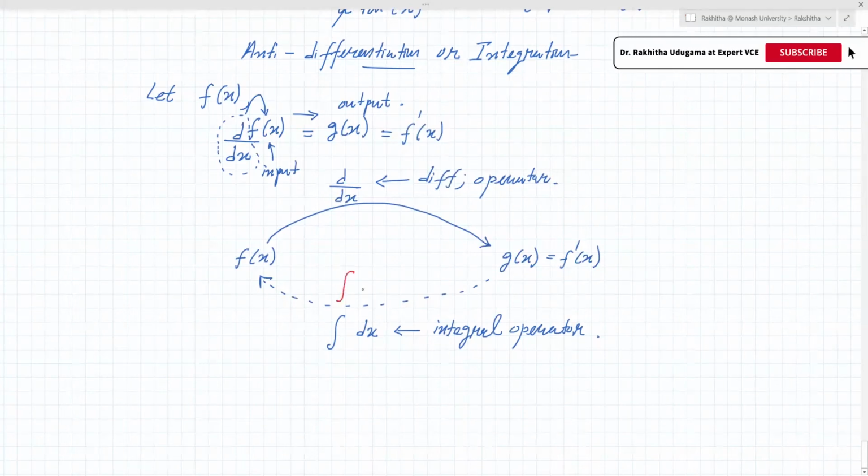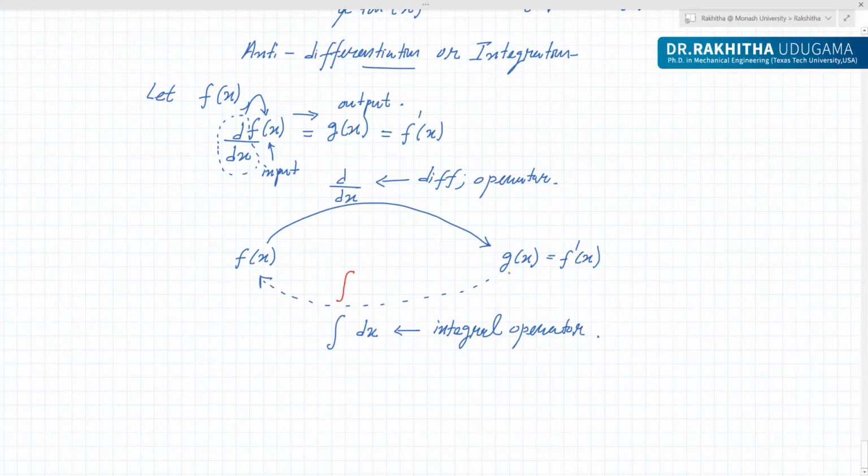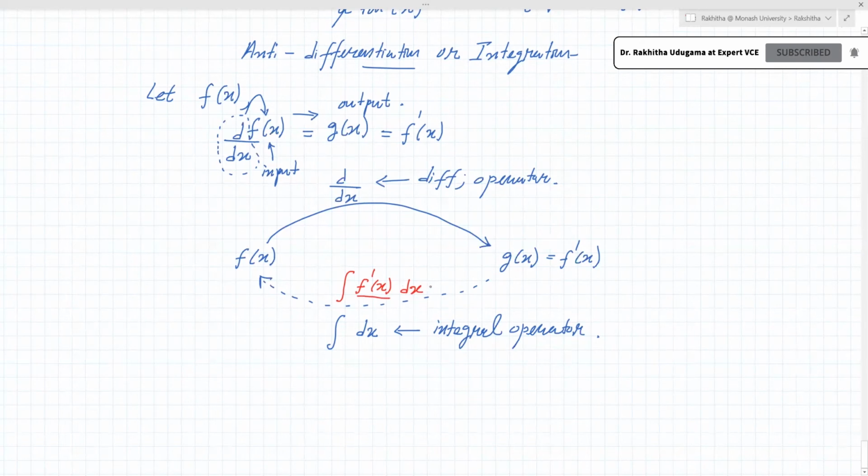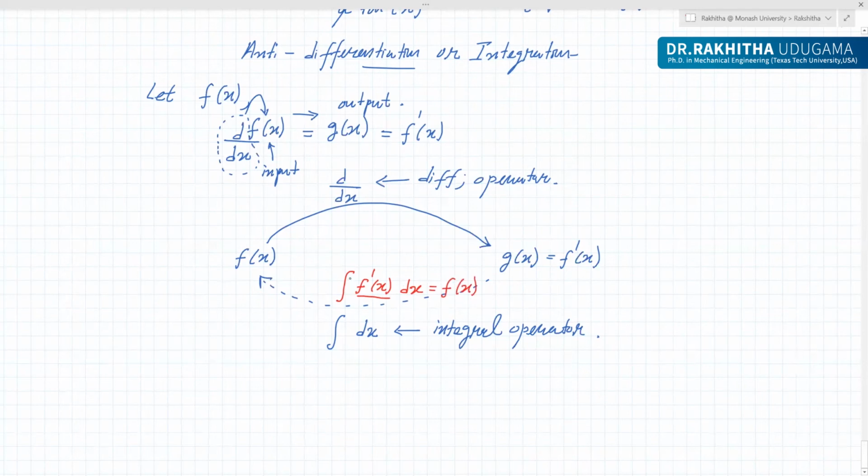If you apply this integral operator, you operate this integral operator onto g(x). So I would take f dash x, same thing, and dx. So this is the place where you put your operator. Then what should you get? You should get f(x). You can see from here, this operator acted on this, you get that. Clear what I'm saying?